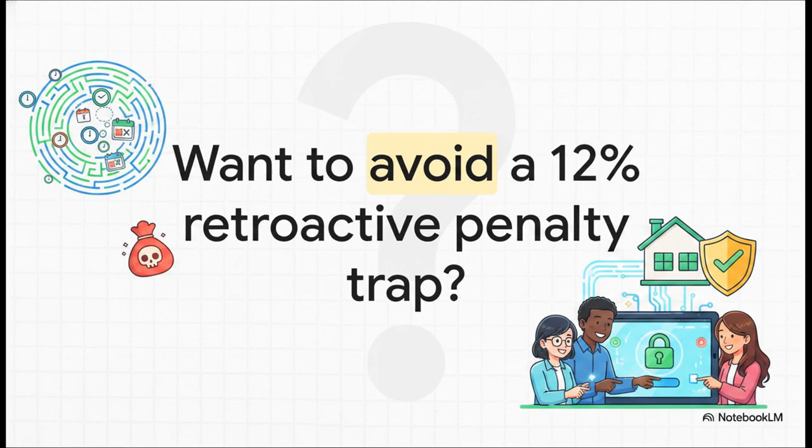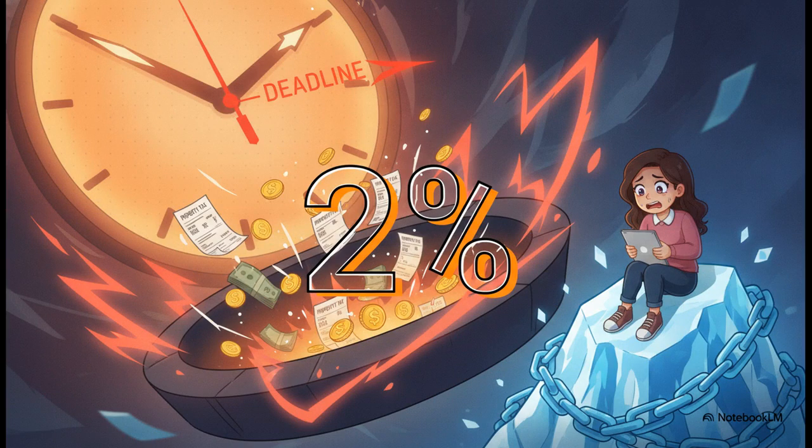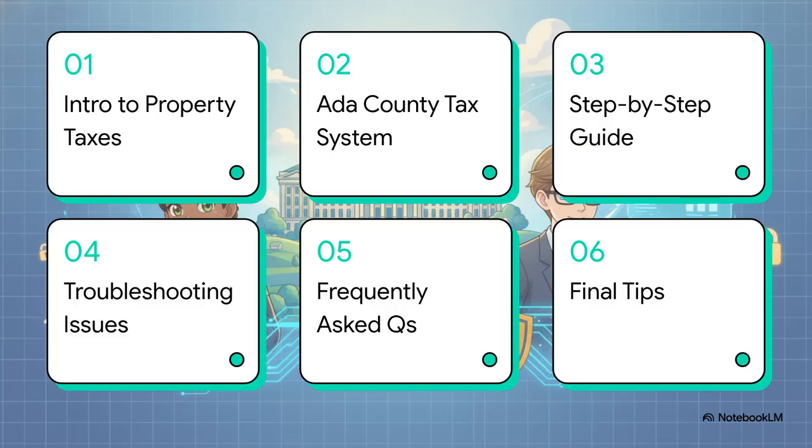some severe financial pitfalls. Okay, let's dive into this, because the stakes here are incredibly high. If you miss a payment deadline in Ada County, you are immediately hit with a non-discretionary 2% late charge on the unpaid portion of your bill. No grace period, that happens instantly. And as we'll see a bit later in this explainer, that is just the tip of the iceberg when it comes to penalties.